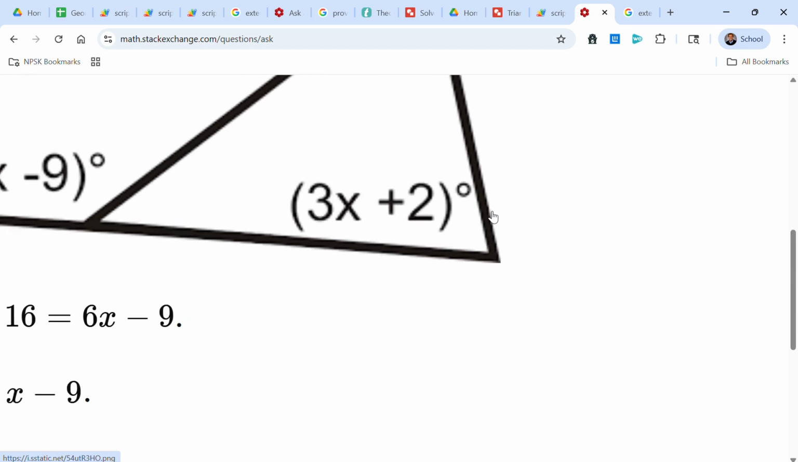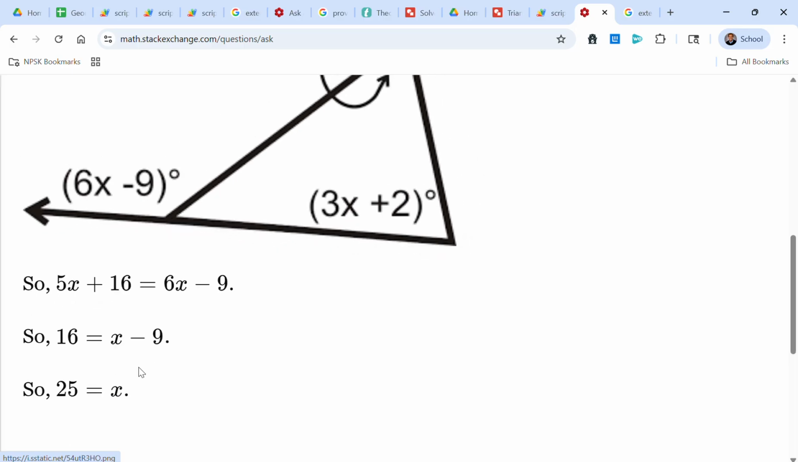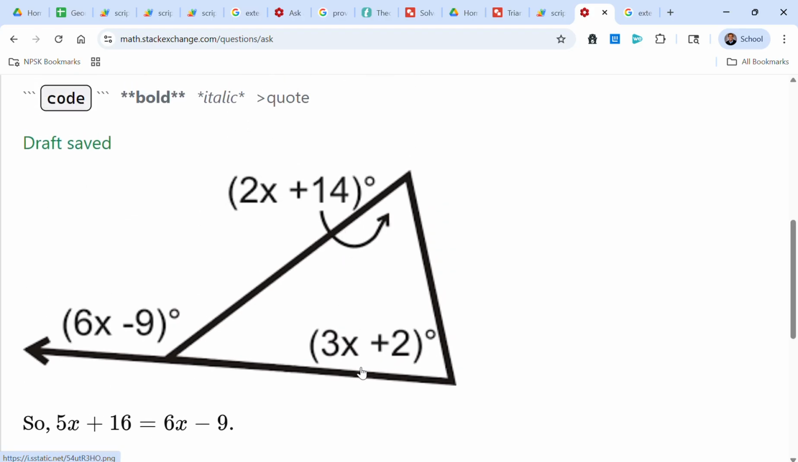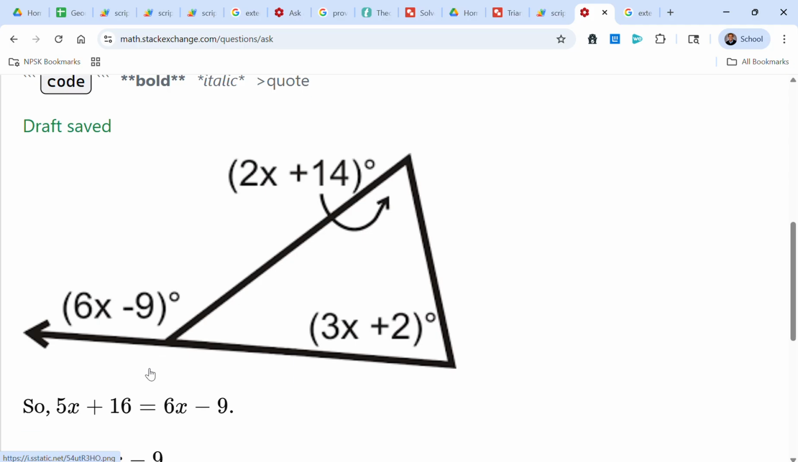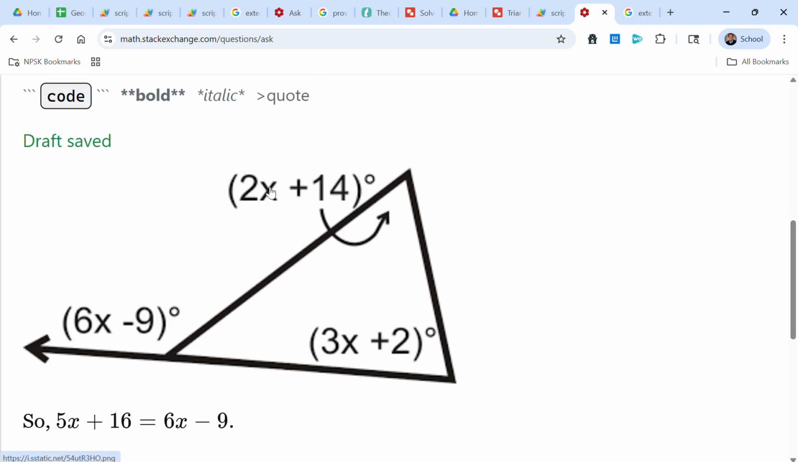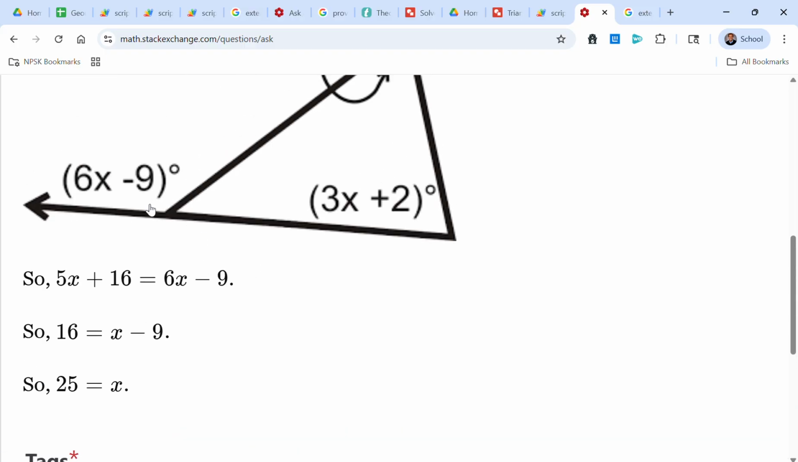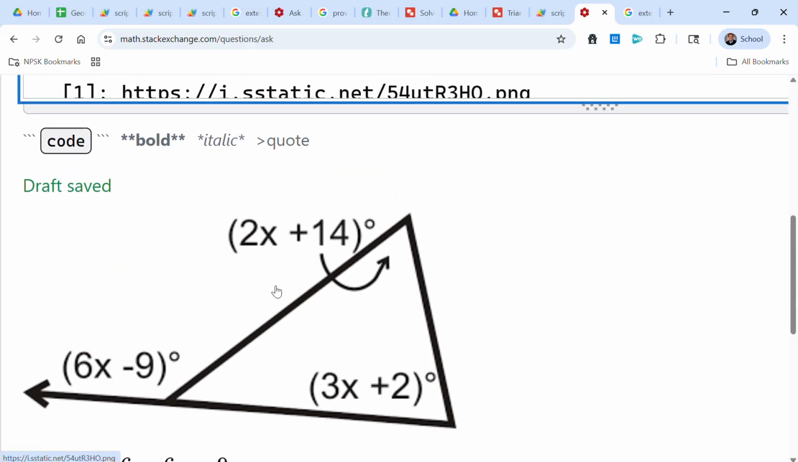So this angle right here would have the measure 3 times 25, because x is 25. 3 times 25 is 75, plus 2 is 77. So this angle would have 77 degrees. And we could plug it in to here as well. So 2 times 25 is 50, plus 14 is going to be 64. And we could go on to this angle as well. So we can figure out different angles with that.